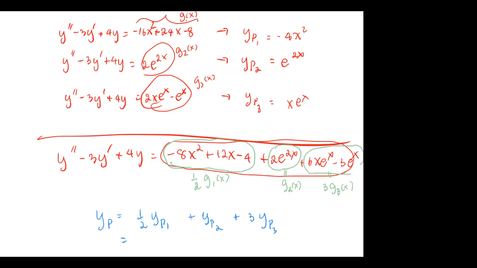Okay, so therefore YP is a half of negative 4x squared, which is negative 2x squared, and then exactly the same as YP2, which is e to the 2x, and triple of YP3, which is 3x e to the x. That is the use of the superposition principle of the non-homogeneous equation.